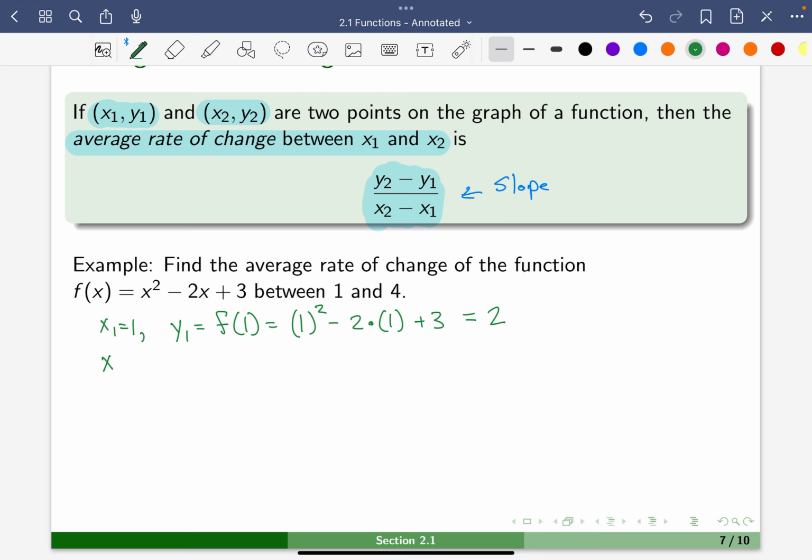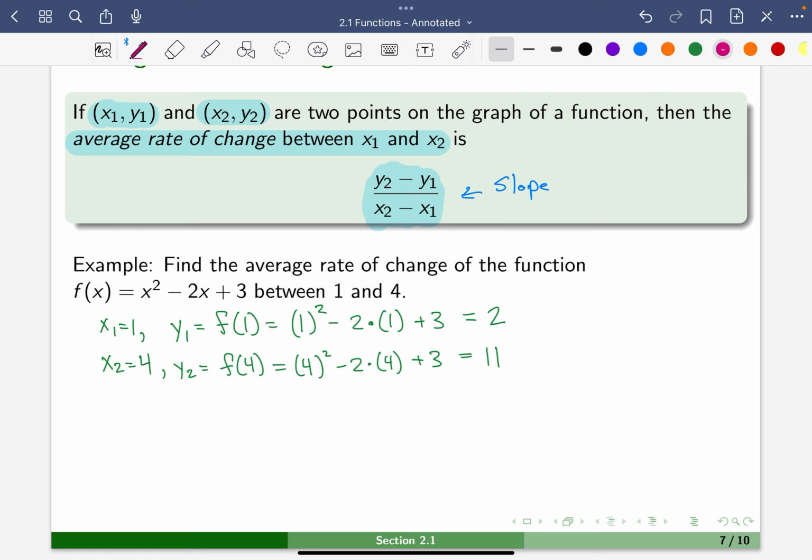If x2 then is 4, then y2 is the function evaluated at 4. So it's 4 squared minus 2 times 4 plus 3. So 4 squared is 16, 16 minus 8 is 8, plus 3 is 11. So that's our y2. So we identified the x1 and x2 and the associated y values, y1 and y2.